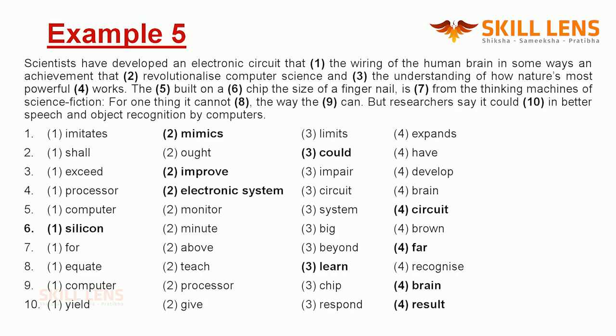So those limitations are what we are talking about in the last 2-3 sentences. It says for one thing it cannot learn the way the brain can. So we are giving another thought, a contradictory thought to what was told to us in the first 3 sentences. Finally, the 10th one: but researchers say it could result in better speech and object recognition by computers.